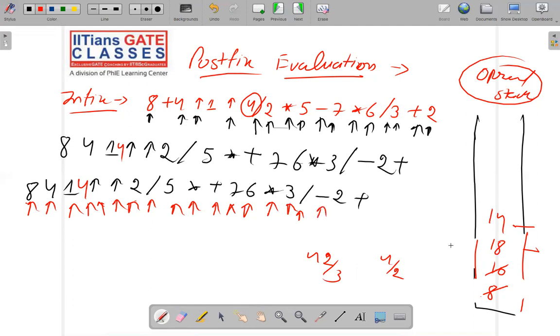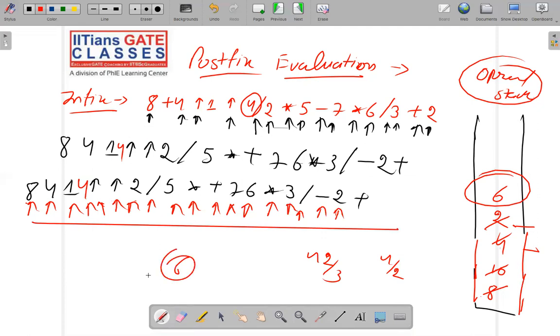Now minus comes, so it will do 18 minus 14, which is 4. It will push 4 here. Okay. Then 2 will come, it will push 2. Okay, sorry. I think I missed something again. Because there should be only one value left. Okay, yeah. There is only one value. It will push 2, then it will do plus. So 4 plus 2, 6. So 6 is the only element left in the stack after this evaluation, and 6 is the answer.